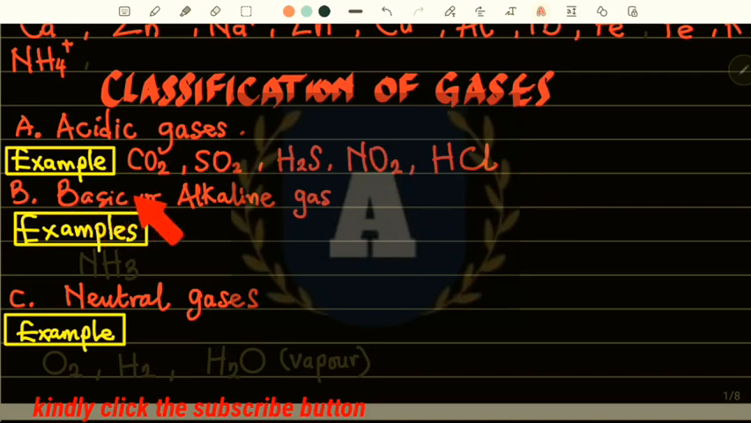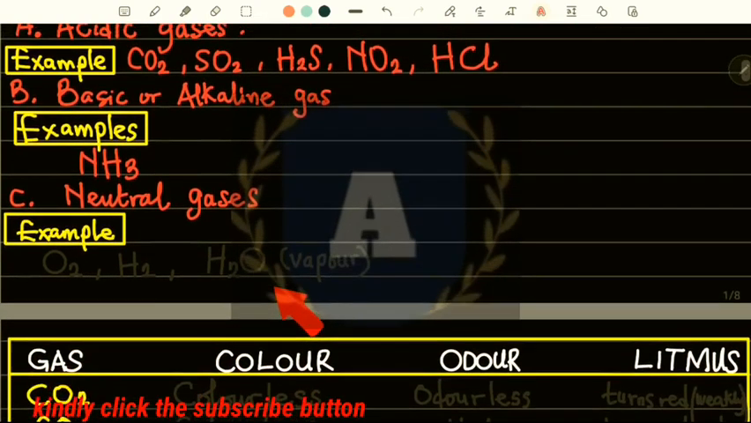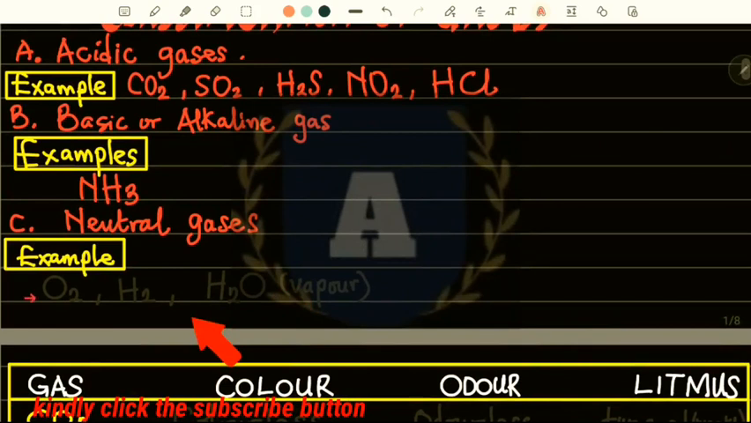Then we have the basic or alkaline gas, and the only alkaline gas is the ammonia gas, which you may be asked to identify. Then we also have the neutral gases. The neutral gases which you may be asked to identify are oxygen gas, hydrogen gas, and water vapor.